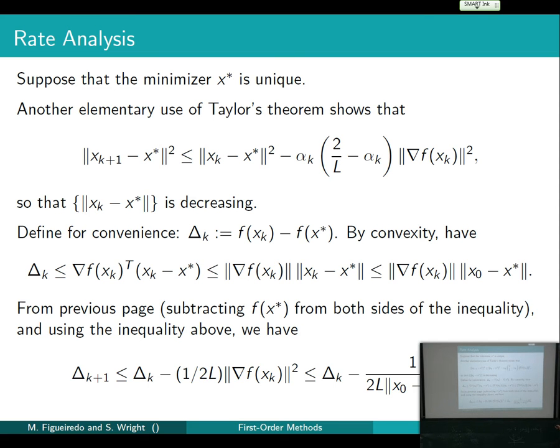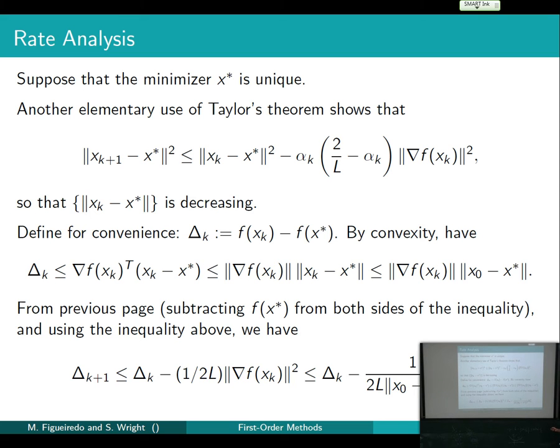I guess I used this guy to bound this. I found a lower bound on the gradient of f of x_k. I said that's greater than or equal to delta_k divided by the squared norm of x_0 minus x_k. So that's how I got from there to there. Now I've got a recurrence relation on the sequence delta_k, and I'm getting that delta_k is always getting smaller, and it's getting smaller by a certain amount.